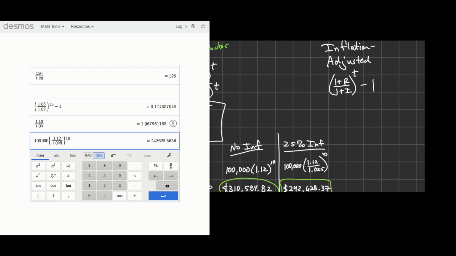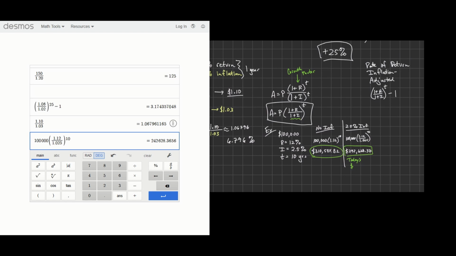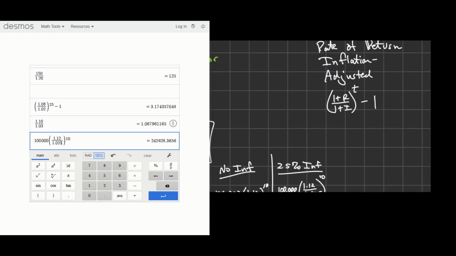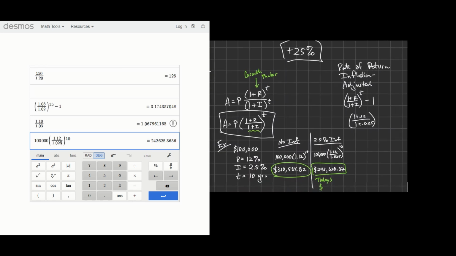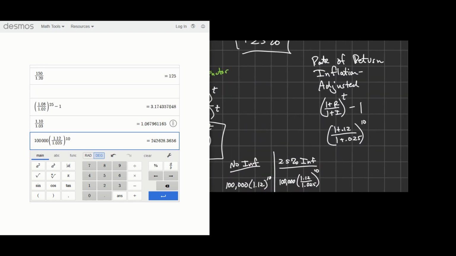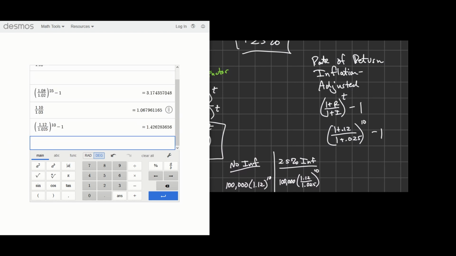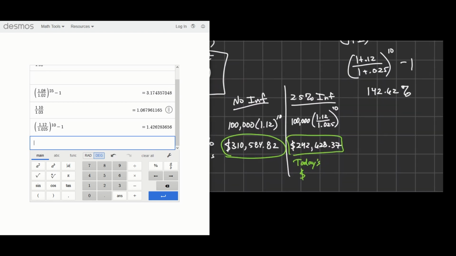All right, so for example, over here, if we take the same values, the 1.12 and the 1.025, raise that to the 10 years, and if we subtract 1, so I'm just going to take this off of there, subtract 1, it actually tells me that my rate of return is about 142.62%.